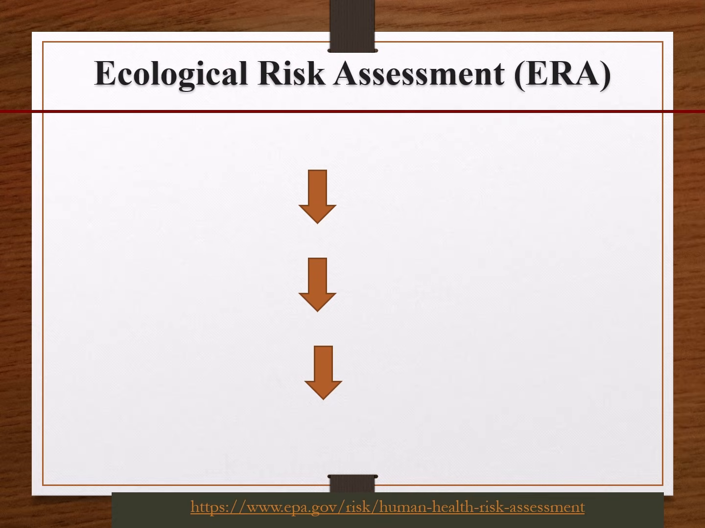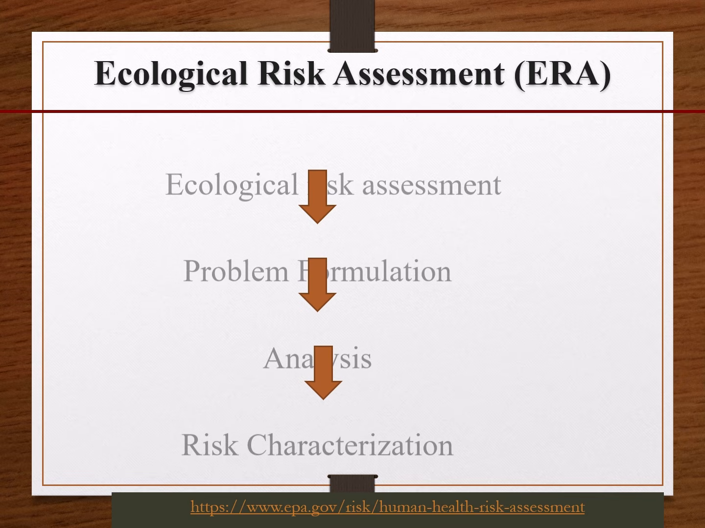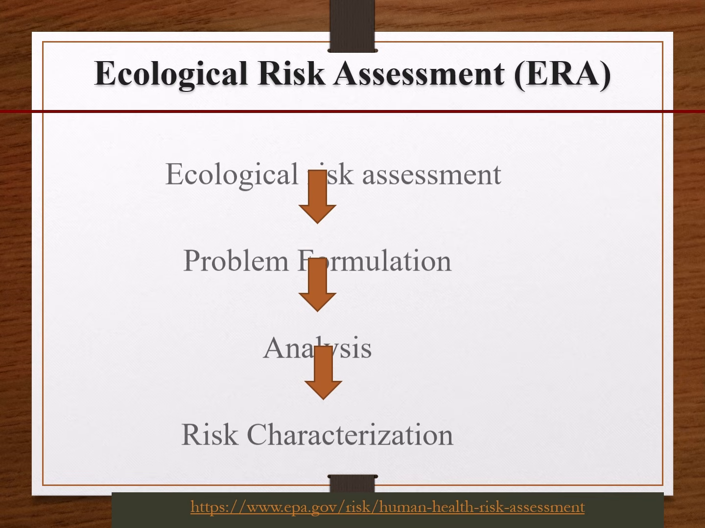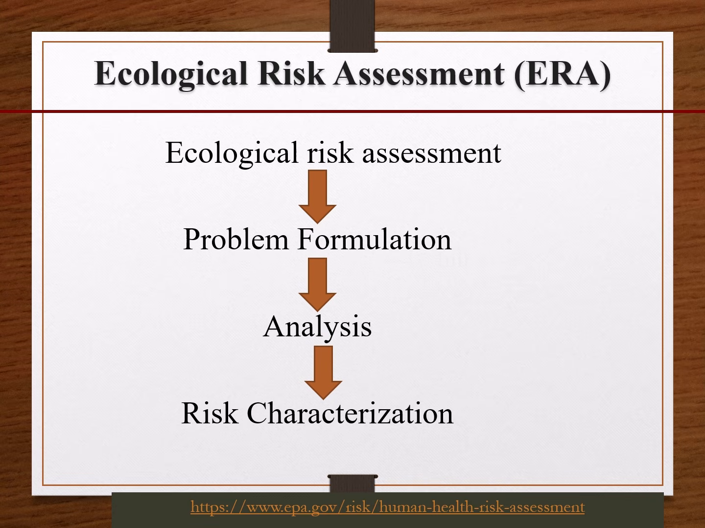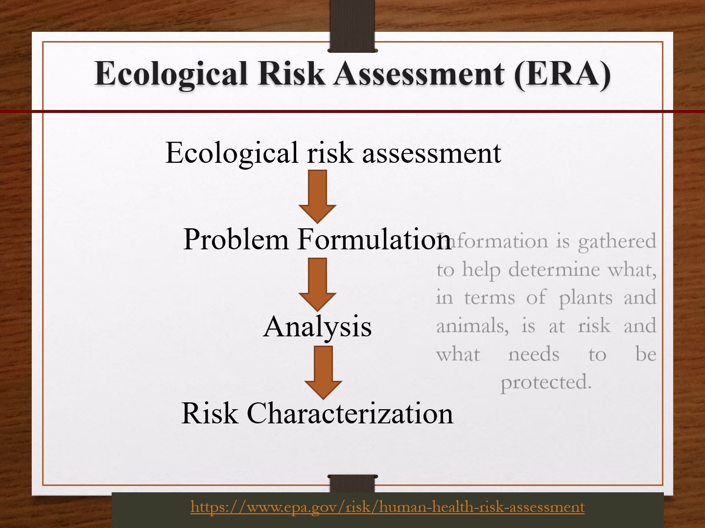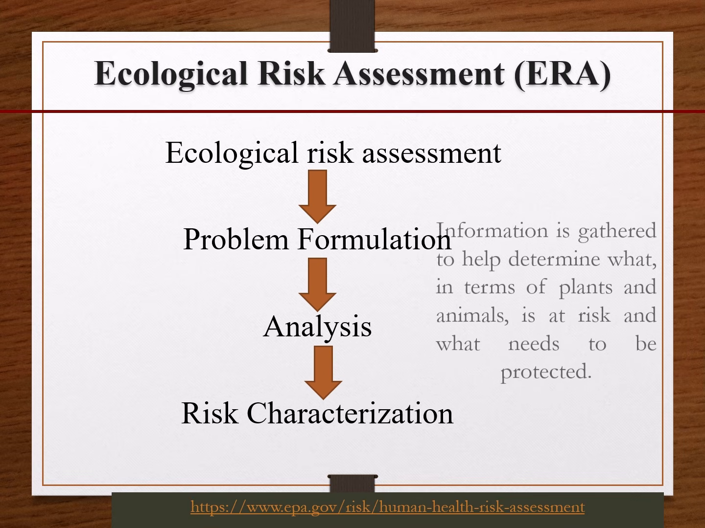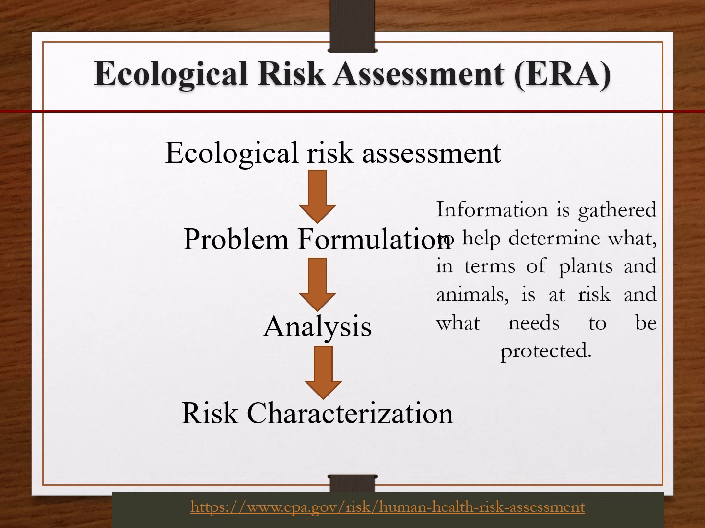Now the question is how ecological risk assessment can be performed? Environmental Protection Agency begins the process of ecological risk assessment with planning and research. It is a three-step process which comprises problem formulation, analysis and risk characterization. During problem formulation, information is gathered to help determine what, in terms of plants and animals, is at risk and what needs to be protected.